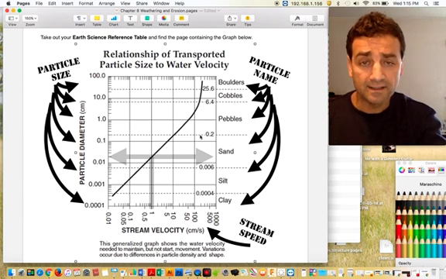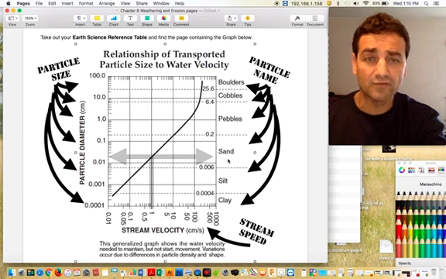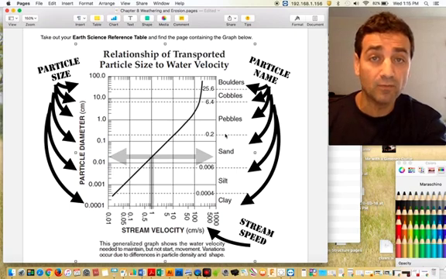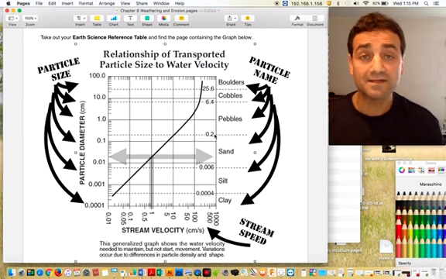Well, let's see. It's right there on the border. It's somewhere between pebbles and sand, right? It's a very large particle of sand. The largest particle of sand, or it could be the smallest pebble particle, right? Because it's right on the border, all right? So that's how we read this chart.